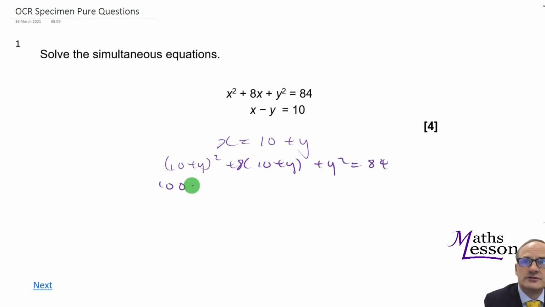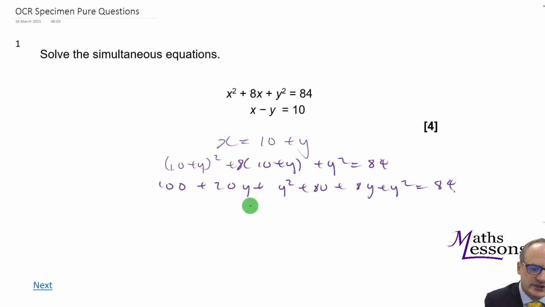So I'll get 100 plus 20y plus y squared, plus 80 plus 8y plus another y squared, plus 4. And let's group all the terms together. So we've got 2y squared, and we've got plus 28y when we add up 20y and 8y, and then we're going to get another 96. 100 plus 80 minus 84 is 96.